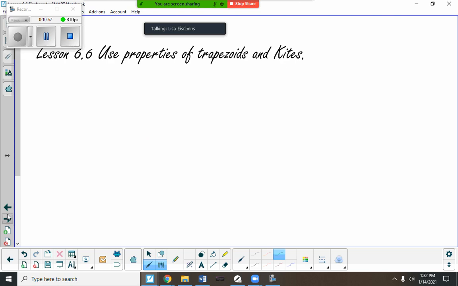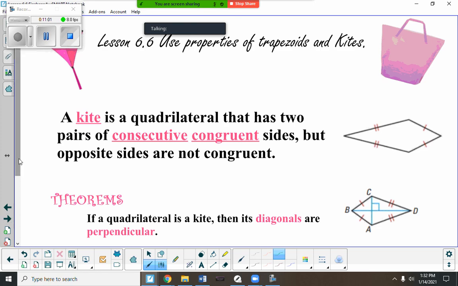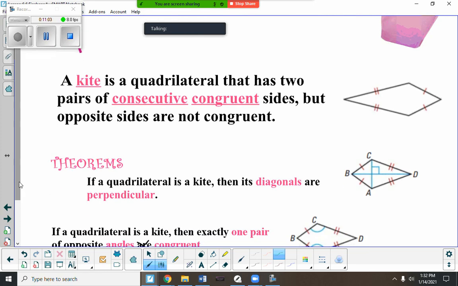Okay, so those are trapezoids. Exactly one pair of sides is parallel. Next, we're going to talk about a kite. A kite is a quadrilateral that has 2 pairs of consecutive congruent sides. So 2 sides that are next to each other are congruent. So like here is a pair of congruent sides, and then here is a pair of congruent sides. But opposite sides are not congruent.